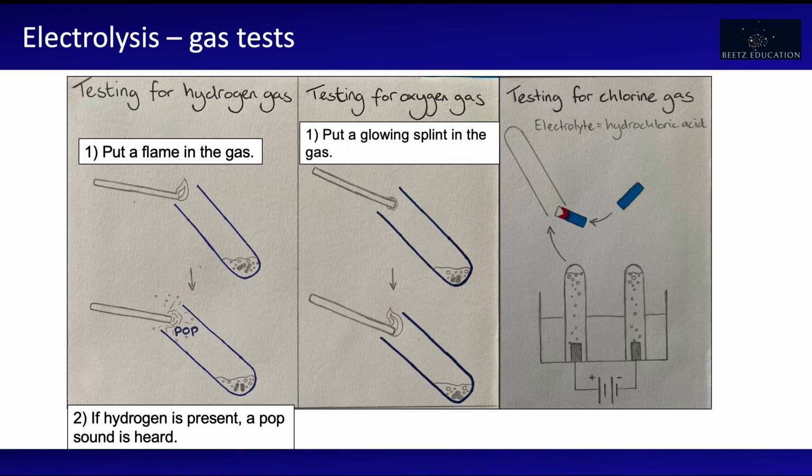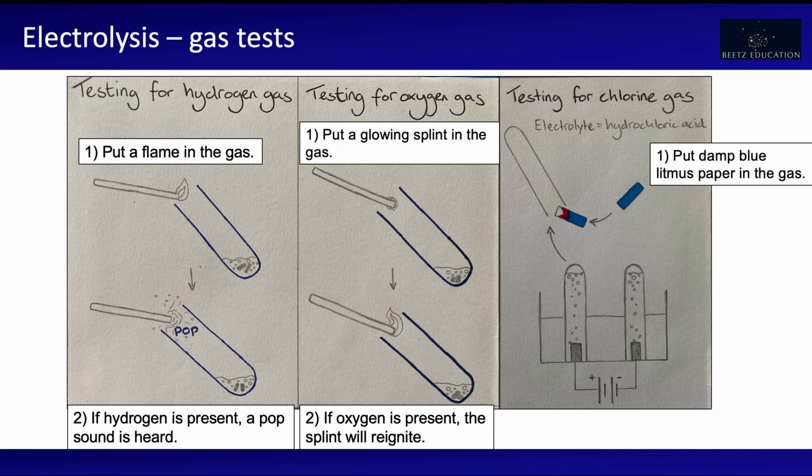For the test for oxygen, it's a glowing splint that we place in the gas, and if oxygen is present, the splint will reignite. And for the test for chlorine gas, it's damp blue litmus paper that we place in the gas, and if chlorine is present, the litmus paper turns red, then white, or it's bleached white.